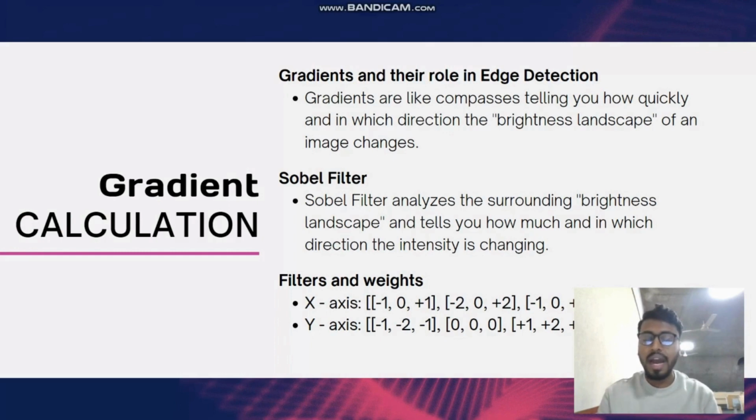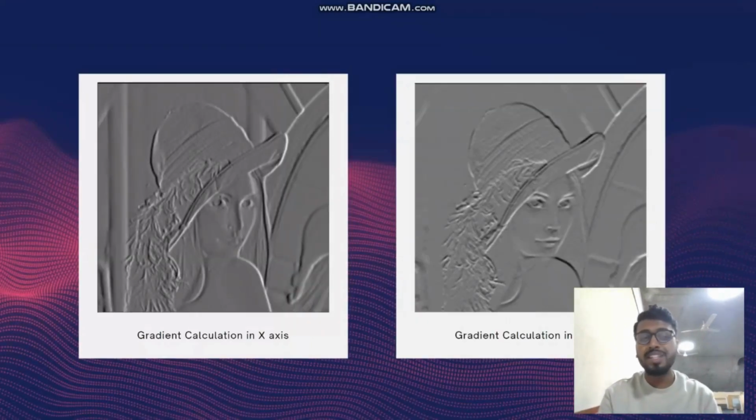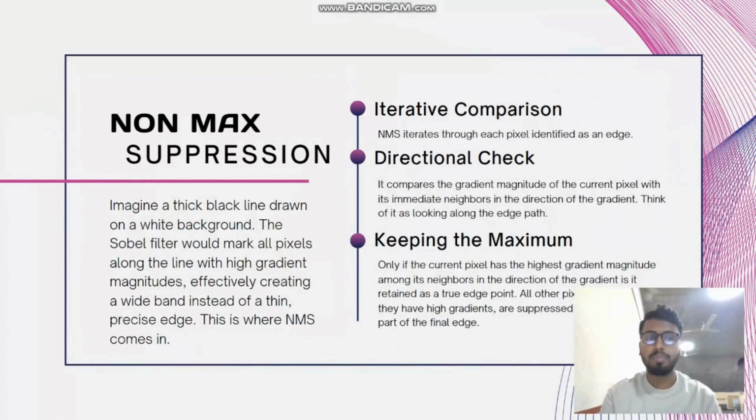After this, we had these results. Now, as you can notice, the gradient calculation takes place in two different axes. The result of the gradient calculation on the x-axis is on the left and on the y-axis is on the right. With this, the second part of the algorithm was complete. The third step was non-max suppression.